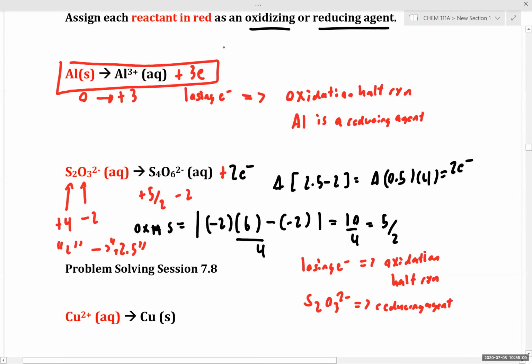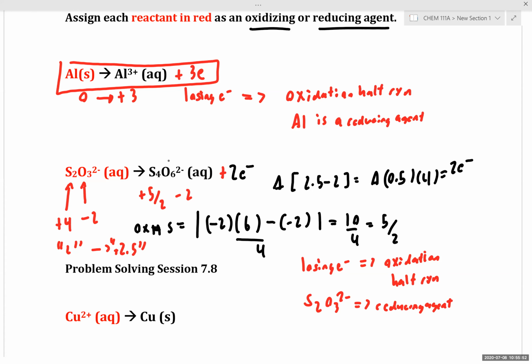There's a logic of calculating the number of electrons gained and lost by looking at the difference in oxidation number for each atom and the number of atoms that were oxidized or reduced. That allows us to calculate the total number of electrons gained or lost. If your species is losing electrons, it's an oxidation half reaction, and we call our reactant a reducing agent. It's losing electrons, it's donating electrons.